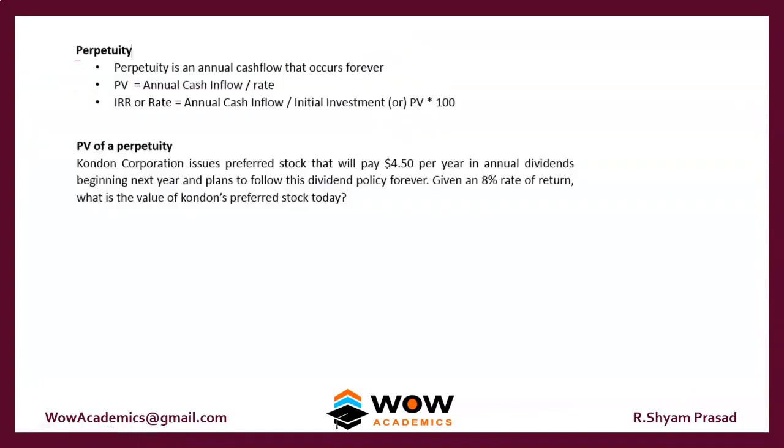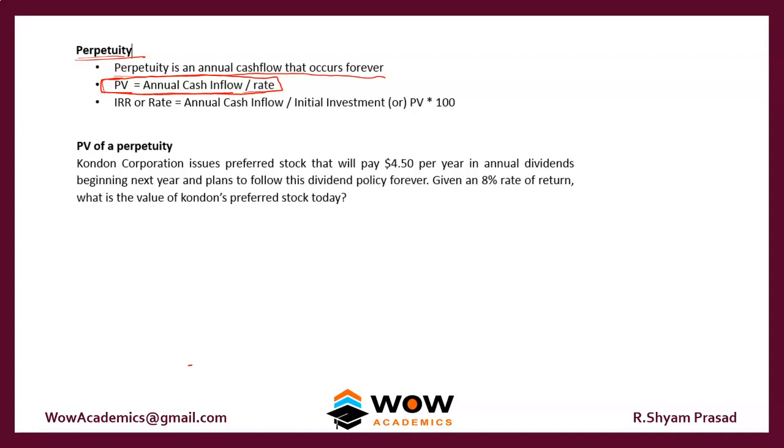So we'll move on to something called a perpetuity. What is a perpetuity? A perpetuity is an annual cash flow that occurs forever. That is, if someone pays you money forever, what is that instrument's worth? So the present value equals the annual cash inflow divided by a rate, that is, a discount factor. So essentially this is a formula where there are 3 elements. One of the elements will be missing in the question. Your job is to find out that element.